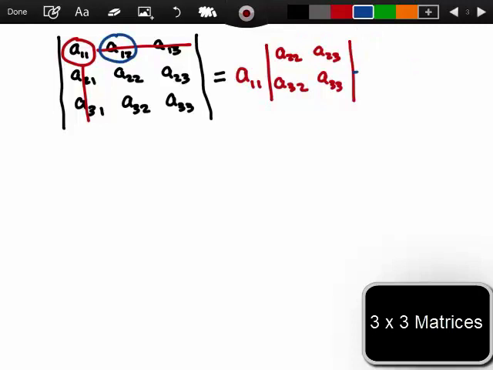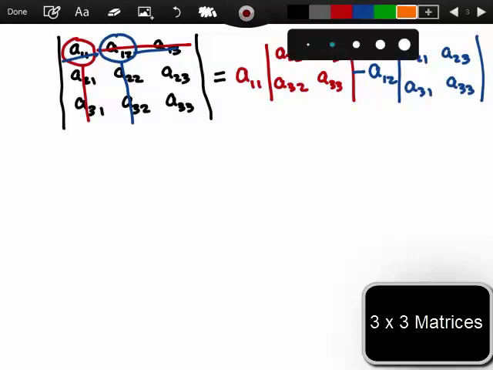Okay. The next step is to do the same thing with the next element, but change the sign. And you're going to keep alternating the signs. So if the first one's a plus, the next one's a minus. So I'm going to cross out the column, cross out the row. We have A12. And let's see. So what's left behind is A21, A23, A31, A33. Okay, ran out a little bit of space here.